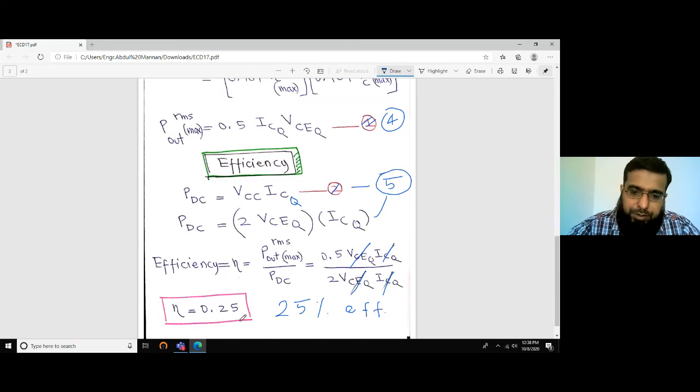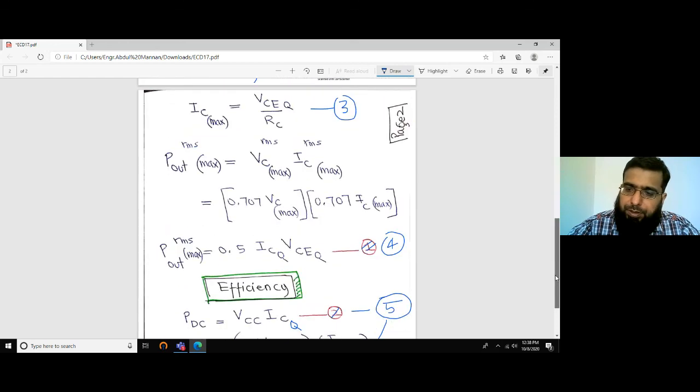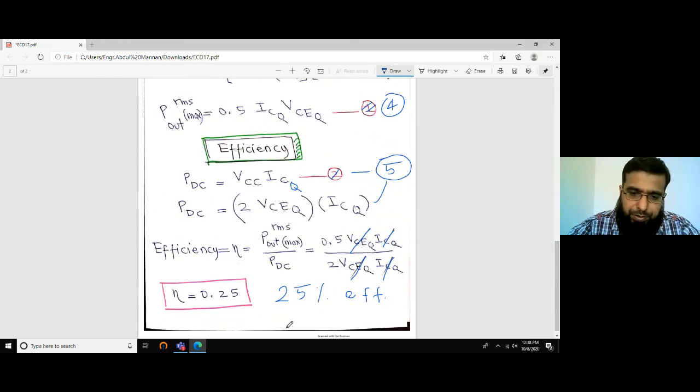What does the efficiency mean? It is the ratio of the power that this amplifier is supplying to the load, RL, divided by the power it is drawing from the input DC source. That ratio multiplied by 100 gives us the efficiency as a percentage. So this is 25%, a very small efficiency.